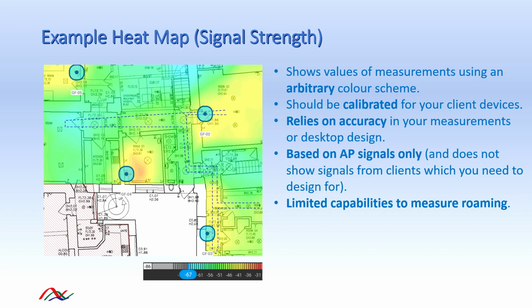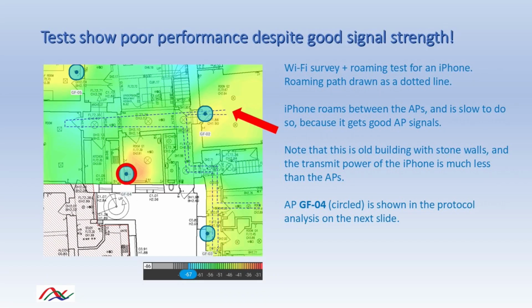Also, roaming measurements are limited to the device on which you're running the Wi-Fi survey when you can connect to the Wi-Fi network, and not the likely different roaming behavior of other non-survey client devices. So, in this building, the APs are set to maximum radio power, and after adjusting for the sensitivity of client devices in the heat map, the signal is excellent.